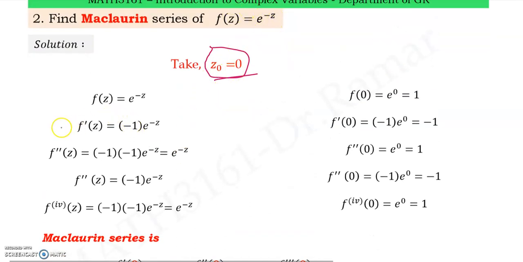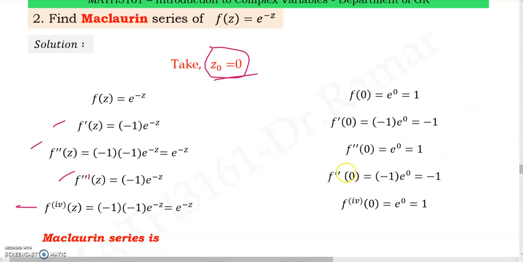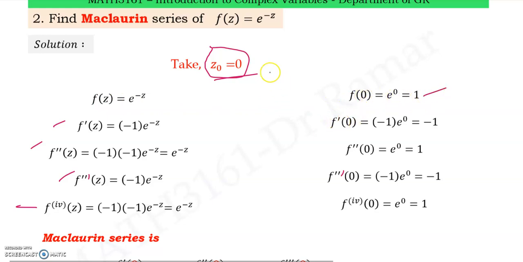Okay, so now f of z is e power minus z, so you find 4 derivatives. 1, 2, 3, 4. Actually here this is the third derivative. You find the derivatives and then you put z naught equal to 0. For the function you put z equal to 0, then you get 1. For the first derivative you put 0, so I find minus 1. What is the second derivative value? 1. Third derivative minus 1.